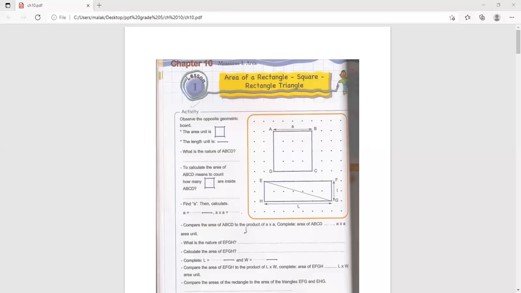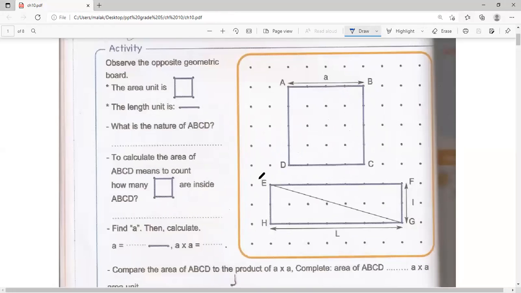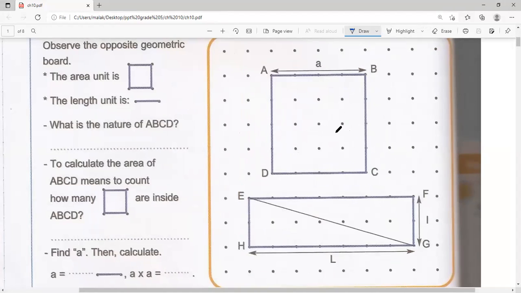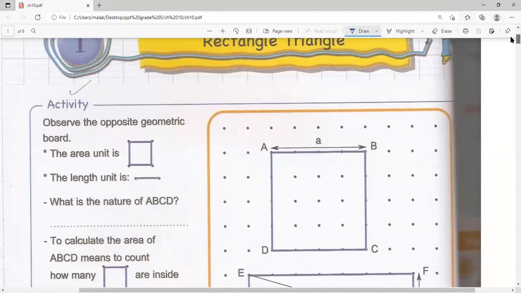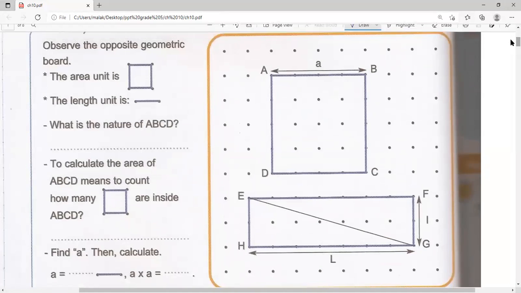Okay, so our lesson today is about area. How do we find the area of a rectangle, square, and a right triangle? We took this in grade 4. What do I mean by area? What is the difference between area and perimeter? Perimeter is the distance that surrounds any shape, whereas area is the distance that's inside any shape.